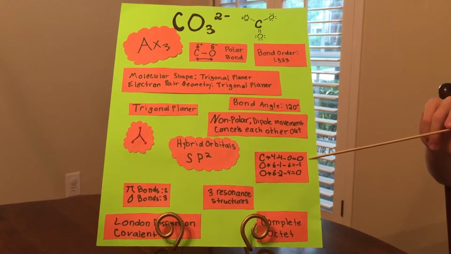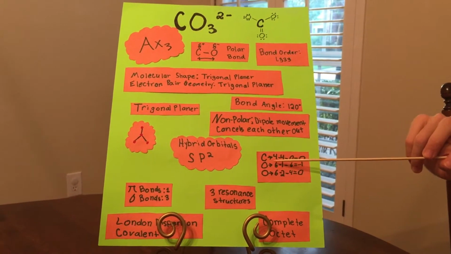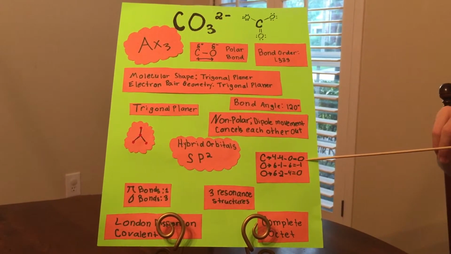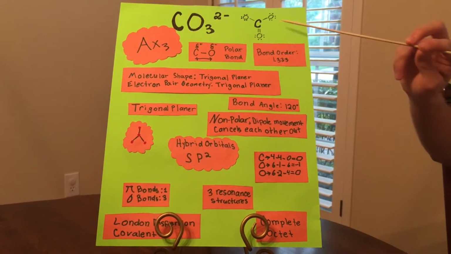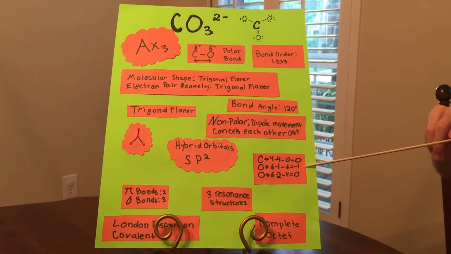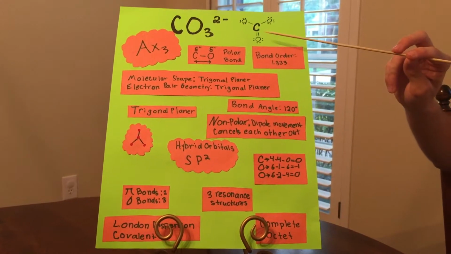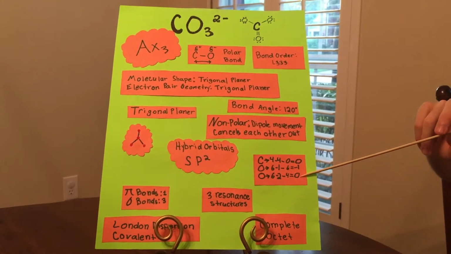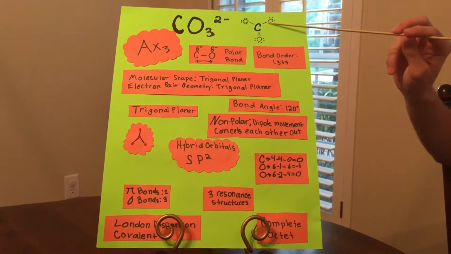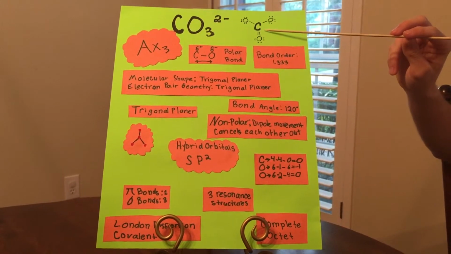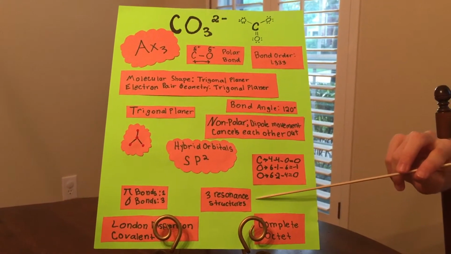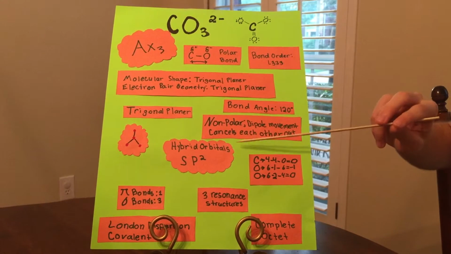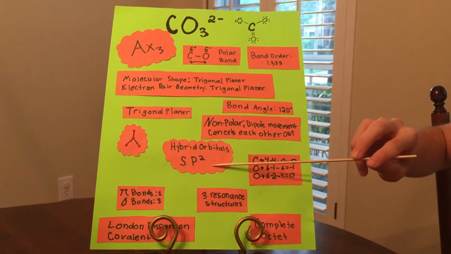The formal charge of each atom: the carbon is 0 because 4 minus 4 is 0. The oxygen with 1 bond is -1, and the oxygen with 2 bonds, or the resonance bond, is 0. Carbon has a complete octet with 8 electrons, and there are 3 resonance structures in the molecule. The hybrid orbital is sp2.